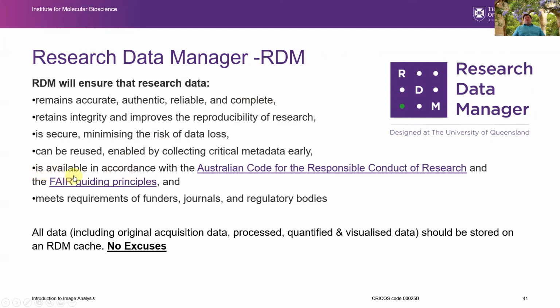It's in accordance with both the ARC Code for the Responsible Conduct of Research and the FAIR guiding principles, and it meets the requirements of all the funders, journals, and regulatory bodies. All your data, from the original acquisition to anything that you've done post-processing and your quantification on it, and if you've done 3D visualizations, should all be stored on an RDM cache. There's really no excuse now to not be using it.